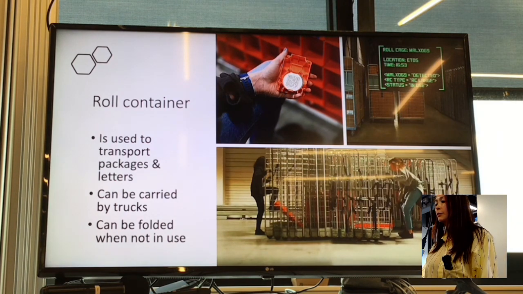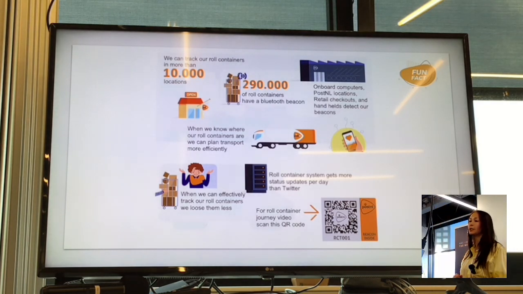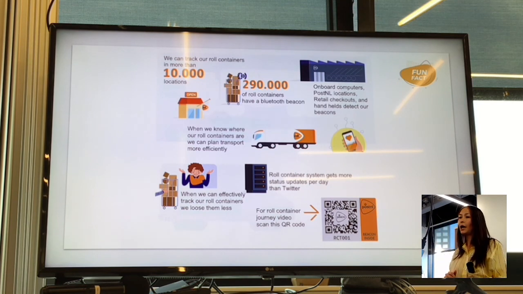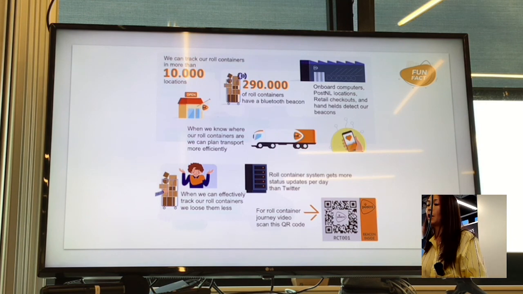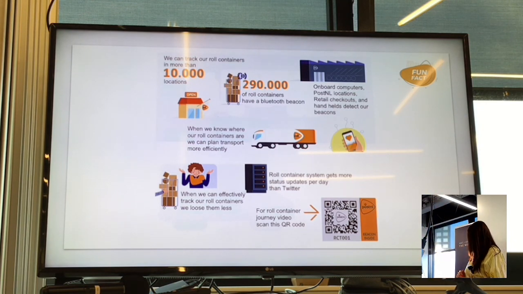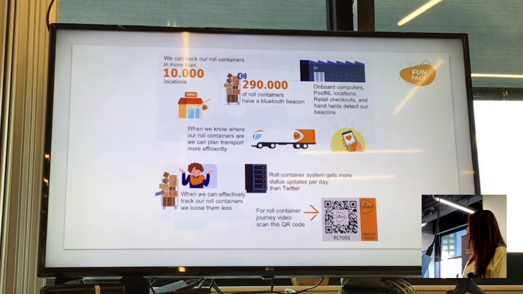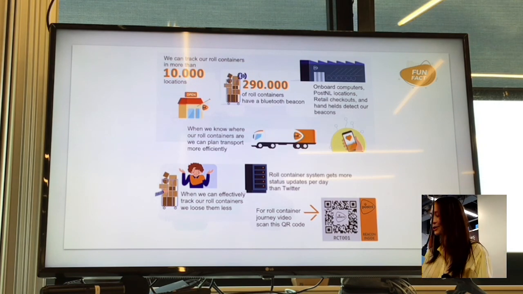So some fun facts about role containers. We fitted about 300,000 role containers with our Bluetooth beacons. And we can track them in more than 10,000 locations. The role container system gets actually more status updates than Twitter, even with all the bot users that apparently Twitter has. So when we know where our role containers are, we can plan the transport more effectively. And when we know where all containers are, we lose them less. You don't want to lose those.